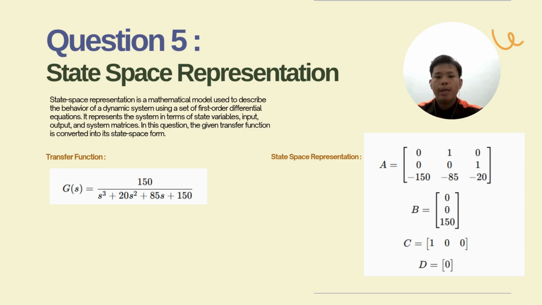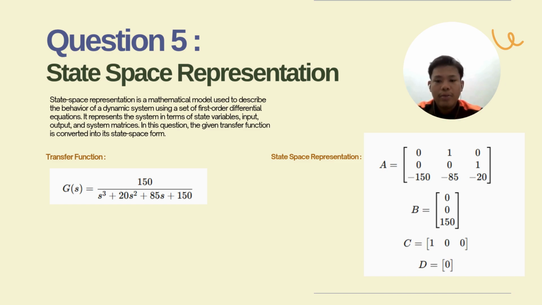Assalamualaikum. My name is Muhammad Daniel Iman bin Muhammad Zanis and I will present question 5, which is the state space representation. State space representation is a mathematical model used to describe the behavior of a dynamic system using a set of first order differential equations. It represents the system in terms of state variables, input, output, and system matrices. For this question, the given transfer function is G of s equals 150 over s cubed plus 20s squared plus 85s plus 150. From this transfer function, we convert it into the state space form.